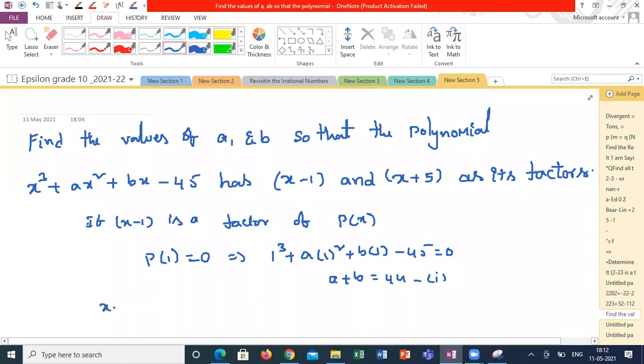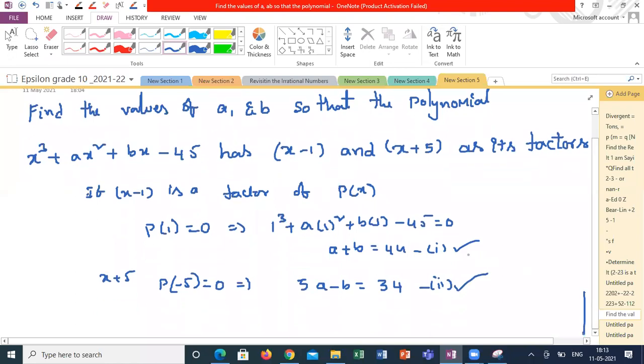And if x plus 5 is a factor, P of minus 5 should be 0. If I substitute P of minus 5, I will get 5A minus B is equal to 34. This is my second equation. If you solve these two equations, you will get the A and B values. That is one method. Even if you use the synthetic division method, first I will get this equation, second I will get this equation. That's also fine. But if it is given for 1 mark in MCQ, then you can use the synthetic division method in your rough work and you can solve it within a minute.